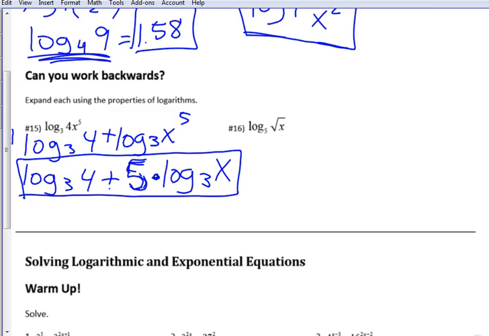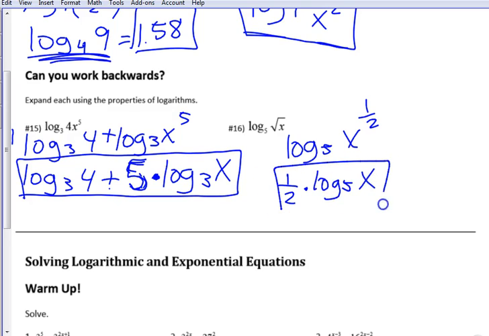So we can rewrite it to be log base 5 of x to the 1/2. Now I have an exponent. Now I can do my power property. So I'm going to move 1/2 to the front. This becomes 1/2 times log base 5 of x. And that's all I can do with that one.